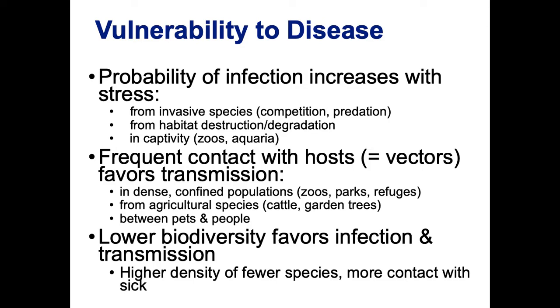We also know that lower biodiversity favors infection and transmission, and so that's one of those important ecosystem services that we get from having higher biodiversity in our ecosystems. Higher biodiversity dilutes pathogens, so there's not as many of them and not as many hosts that can get them. And so when we get these higher densities of fewer species, they come into contact with each other more likely, and that increases the rate of transmission. There's been a lot of really interesting research about how biodiversity limits how many individuals a pathogen can infect and limits how long a pathogen might be affecting a particular population.